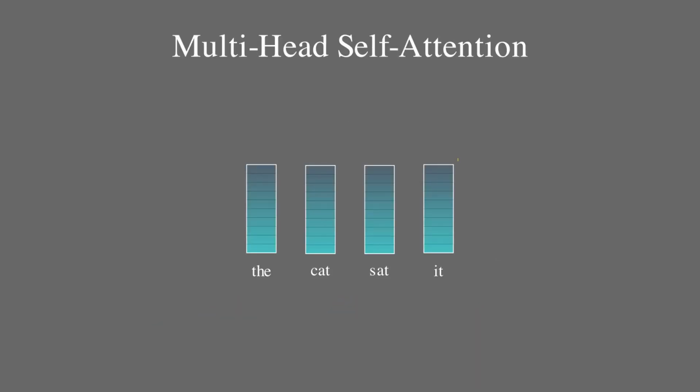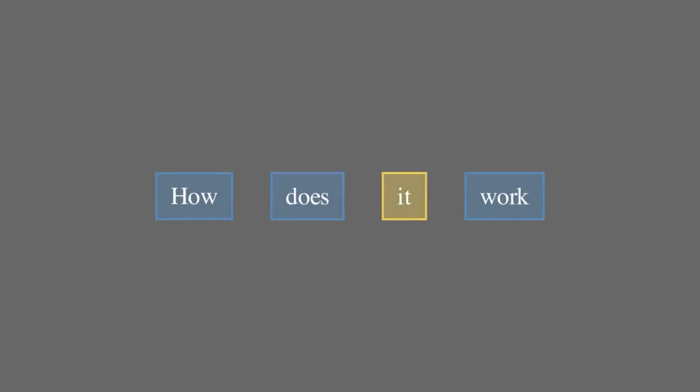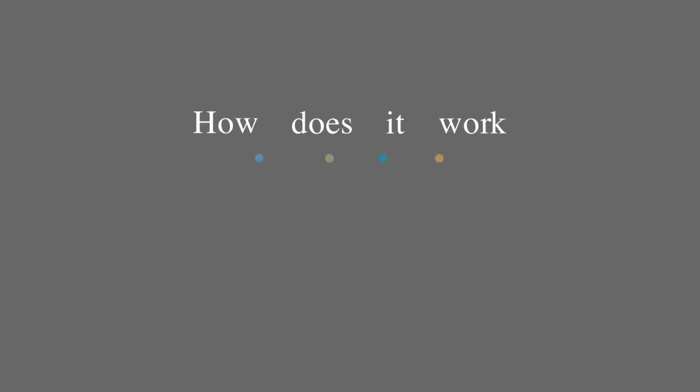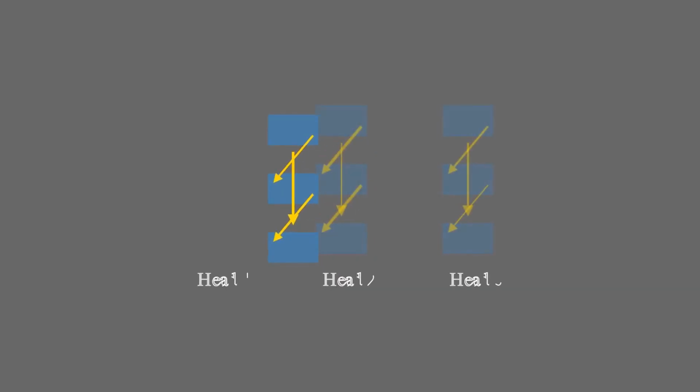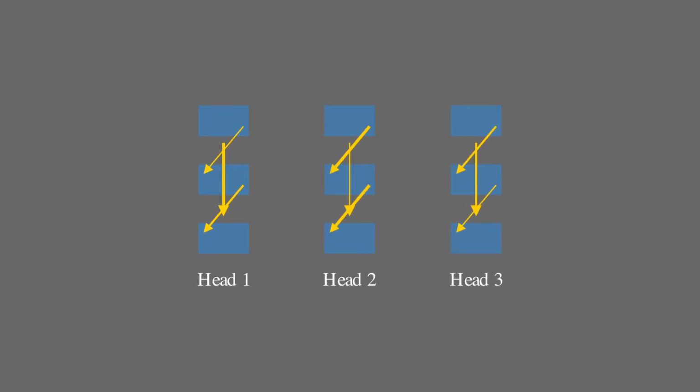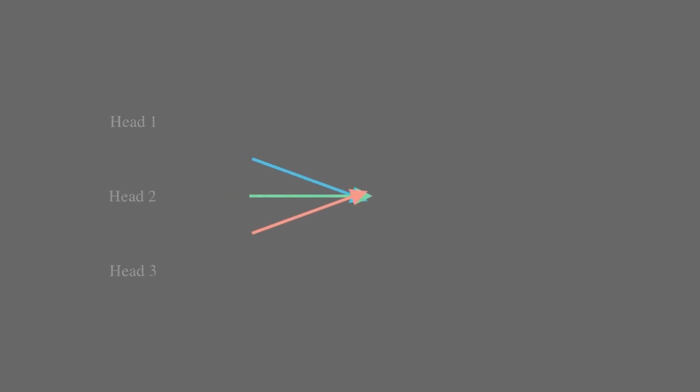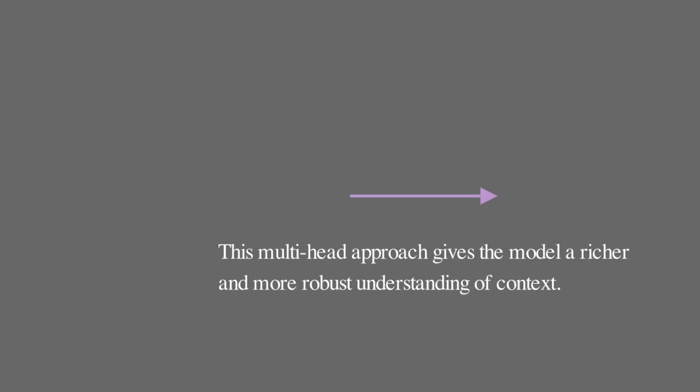Now for the heart of the Transformer: multi-head self-attention. Self-attention allows the model to weigh the importance of other words when processing a specific word. For the word "it," the model figures out which other words are most relevant in this context. Multi-head means it does this calculation multiple times in parallel, each head focusing on different relationships. This multi-head approach gives the model a richer and more robust understanding of context.